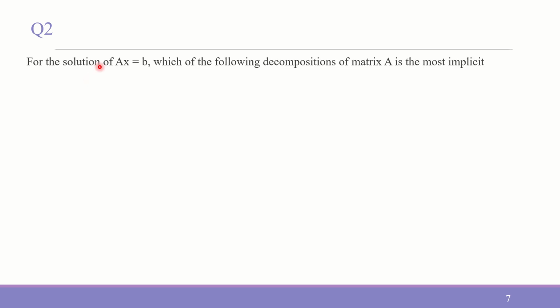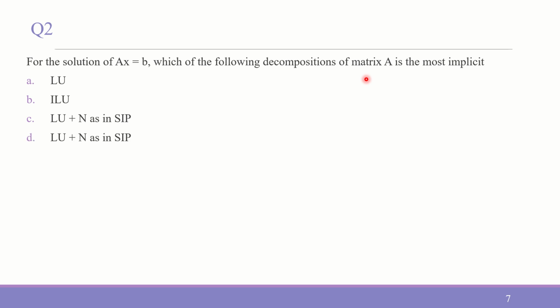Now we are going to question 2. In question 2, what is being asked is that for the solution of AX is equal to B, which of the following decomposition of matrix A is the most implicit? Options are option A LU decomposition, option B ILU, option C LU plus N as in SIP, option D LU plus N as in SIP.